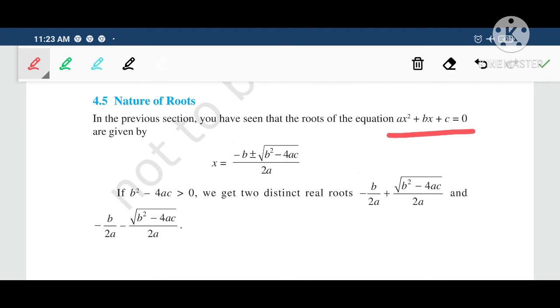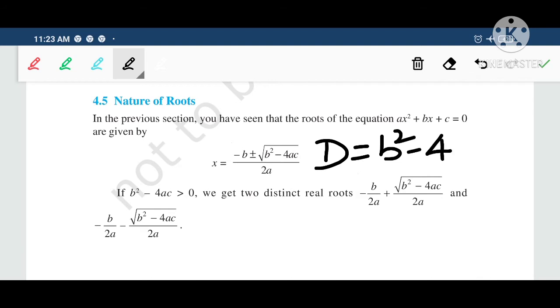x is equal to minus b plus or minus square root of b square minus 4ac, divided by 2a. By this formula, we can take this b square minus 4ac, the root of b square minus 4ac, as a discriminant. So this we can express as d is equal to b square minus 4ac.